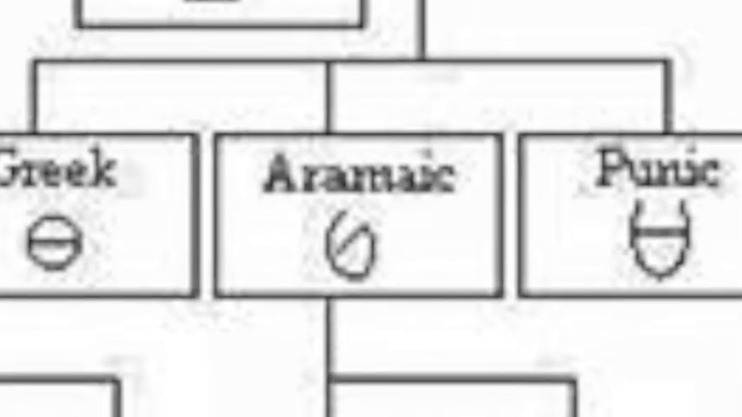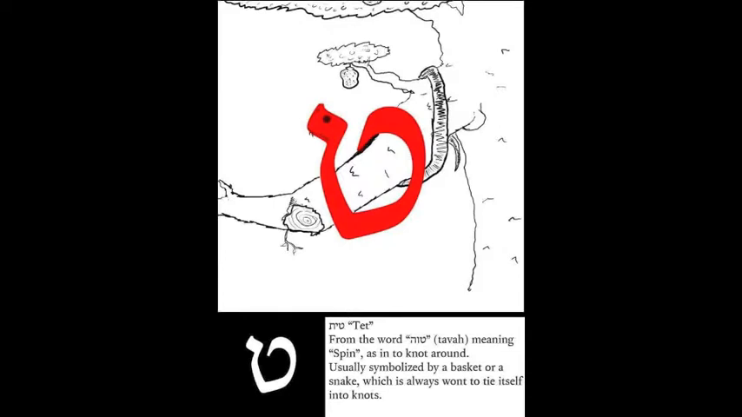Now, when I did some digging, when I search these words and do a little digging, sometimes it pops up like this and sometimes it doesn't. If you look at the word tayach, okay, I believe it's tayah. It says from the word tawach, meaning spin, as in to knot around, usually symbolized by a basket or a snake, which is always wanting to tie itself into knots. You know what I'm saying?